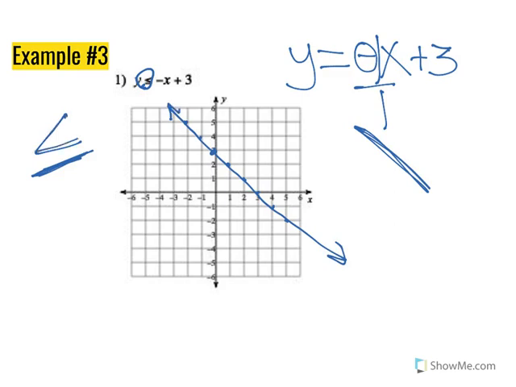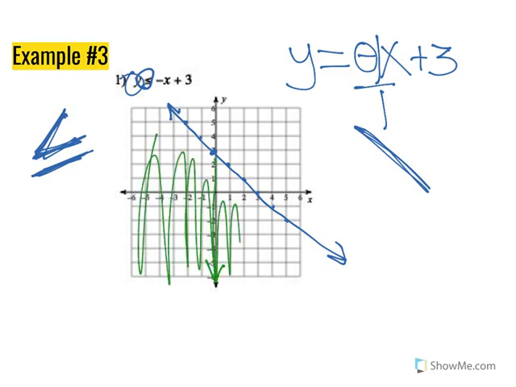And then we need to think, okay, less than, y is less than, so y has to be going down, so this is where y is going down, so that's the side we're going to shade.